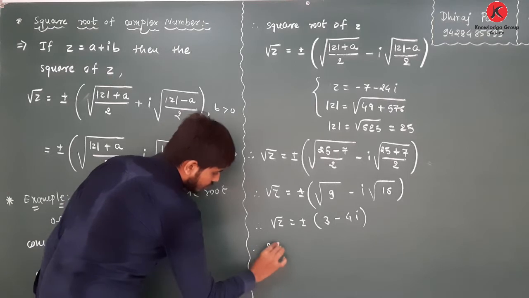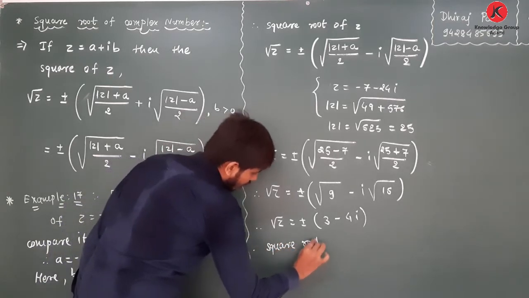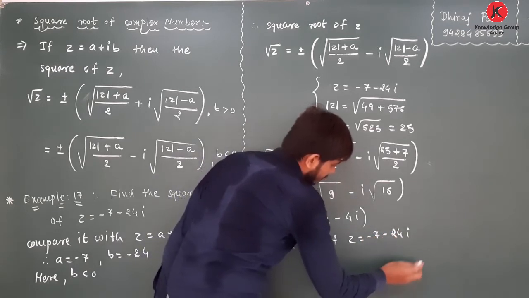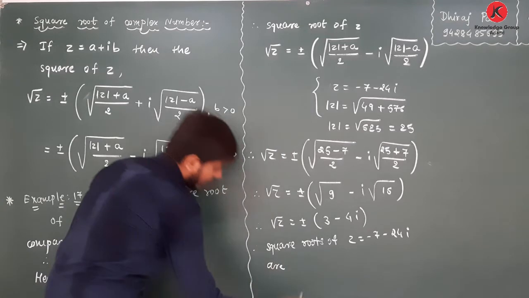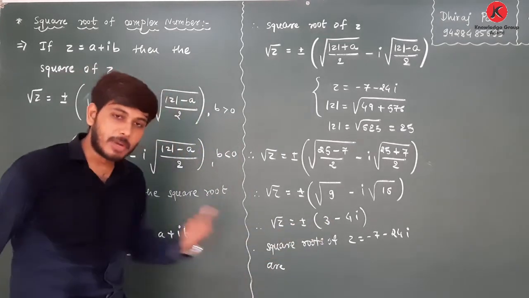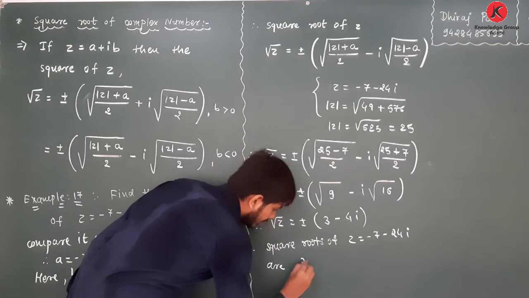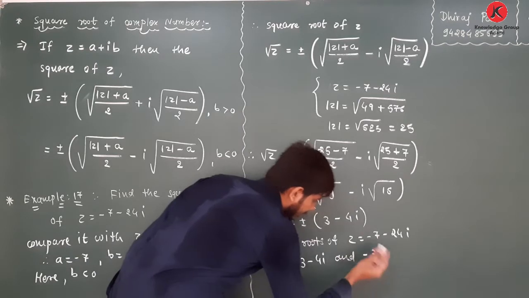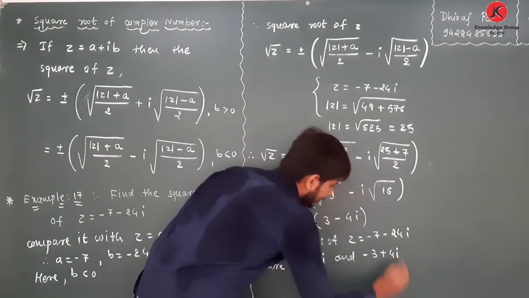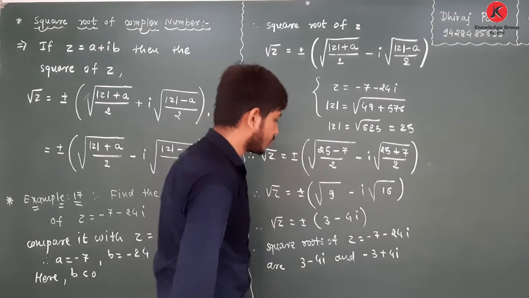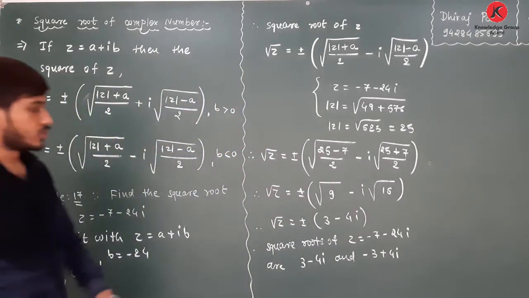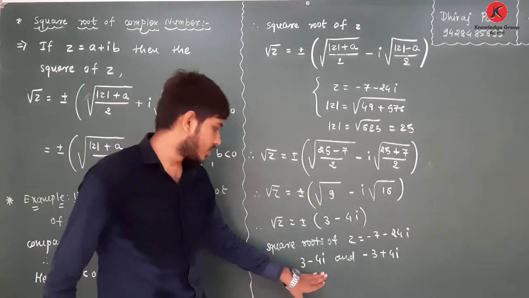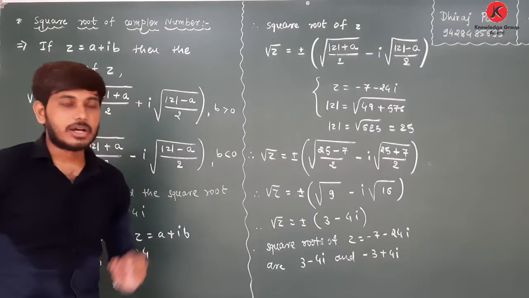Therefore, the square roots of z = -7 - 24i are, let us write both square roots, one with the plus sign and the other with the minus sign. The first one is 3 - 4i, and the second one, give the minus sign, is -3 + 4i. Therefore, the required square roots of z = -7 - 24i are 3 - 4i and -3 + 4i.